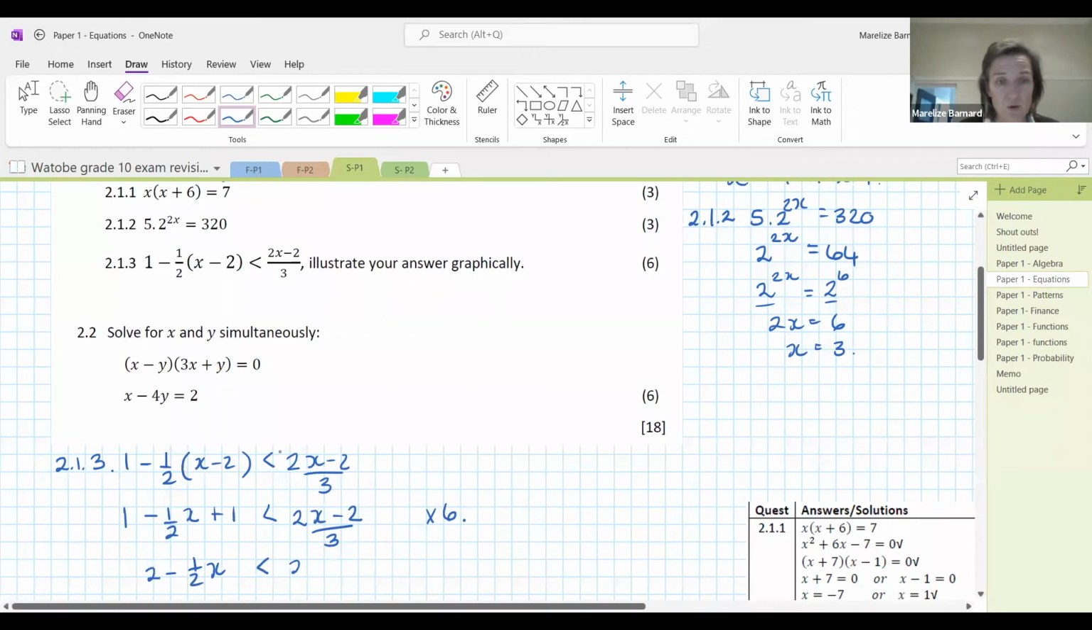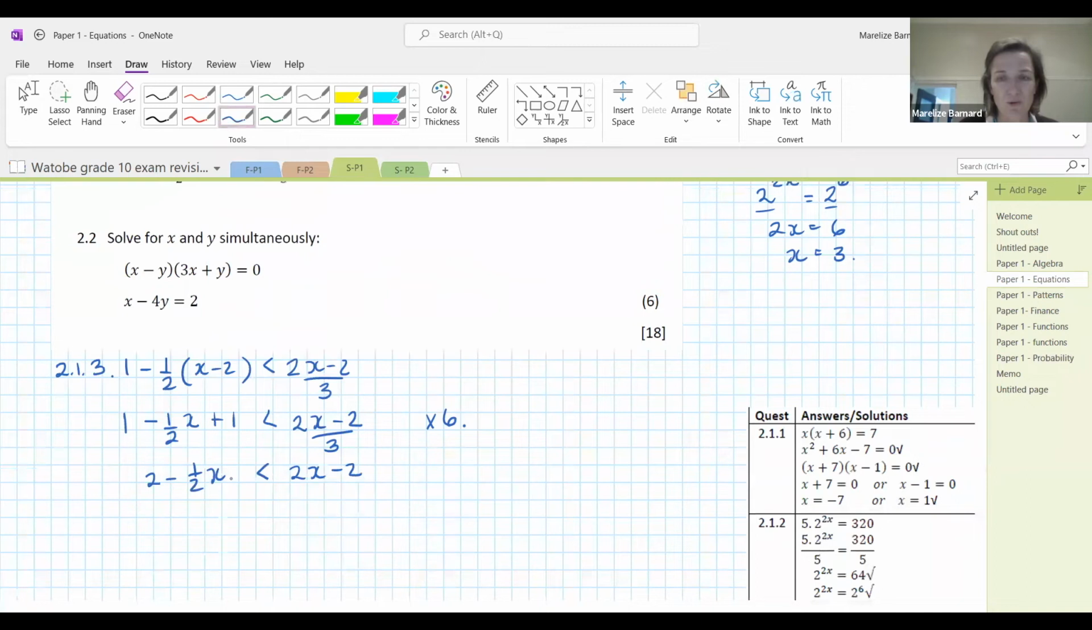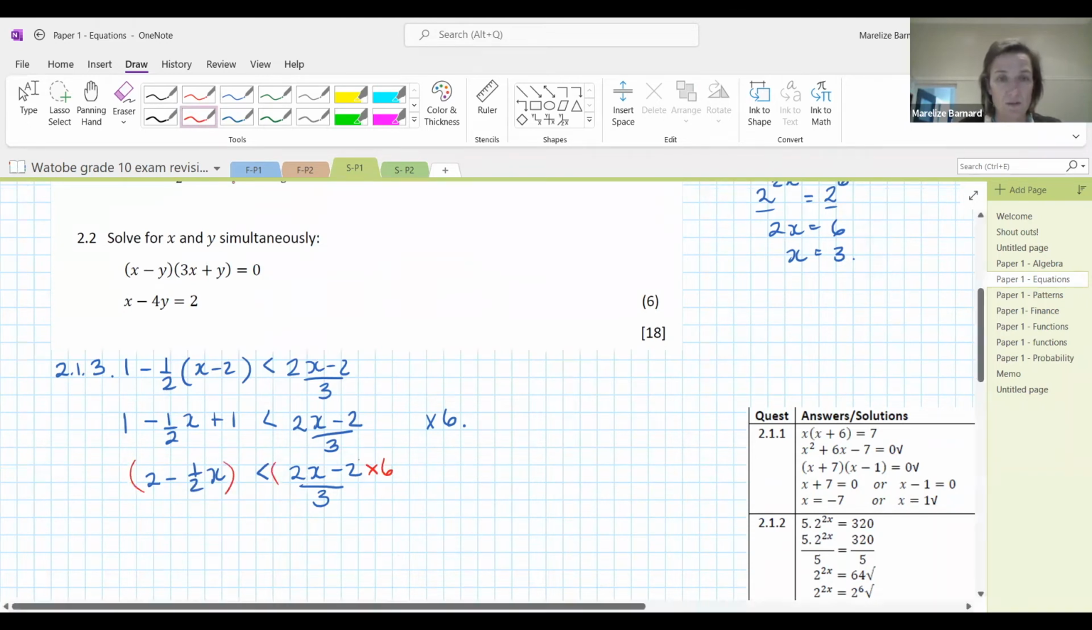It is a 6-mark question, so it might be difficult, but I think it's probably just a lot of work. So let's times by 6 right through to sort out the fractions. If I times by 6 on this side, I need to times by 6 on this side as well, so make sure that you do that.